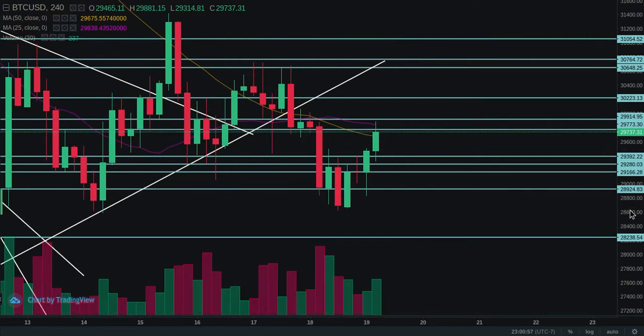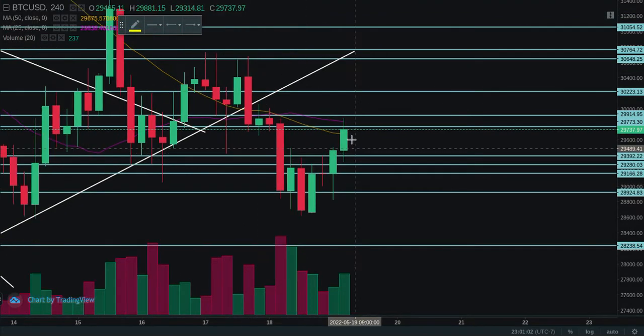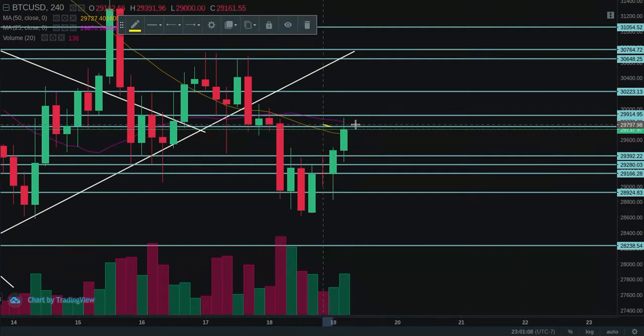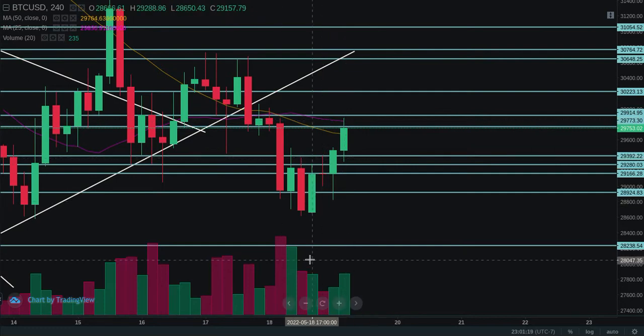Current price right now is 29,737. As you can see, we are getting rejection at this 29,700. Technically we went above it a little bit with the wick, but we're getting rejected at that point for the body. Current price is 29,753. The target that we needed to push above was 29,775.